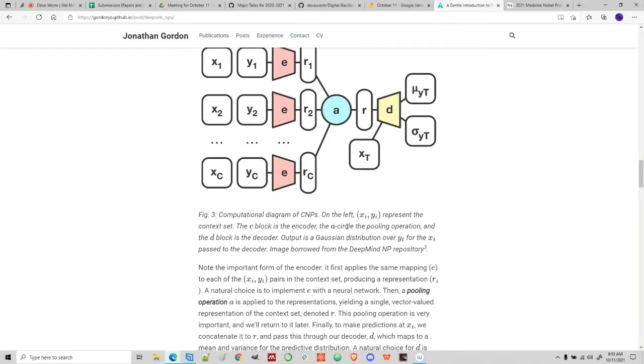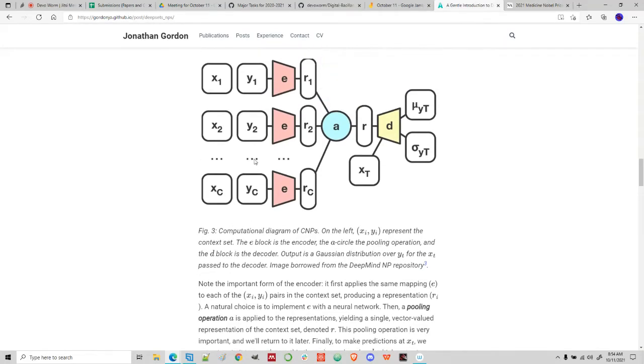And so on the left, we have these context sets, X and Y, and that represents the context set. The E block is the encoder, and then the alpha, or the A circle, is the pooling operation. These are the encoders here, these E's. This is the pooler. And then the D block is the decoder here, which outputs to these different types of distributions. So this is basically how it's set up.